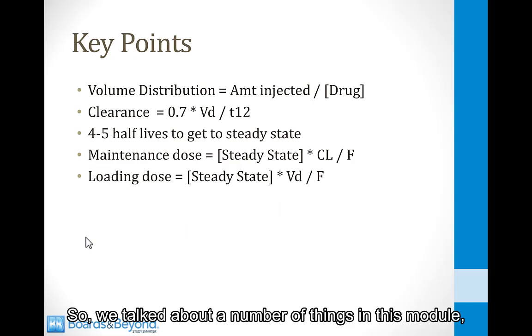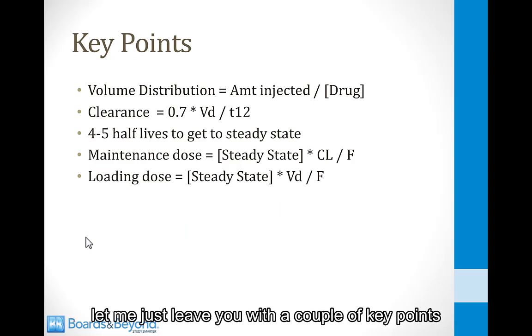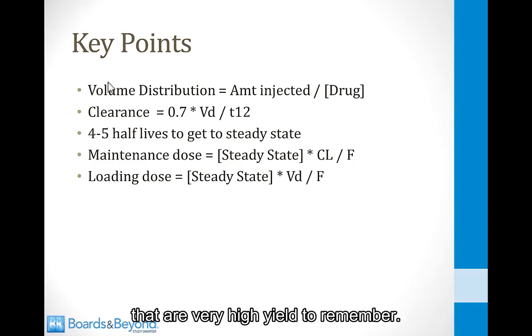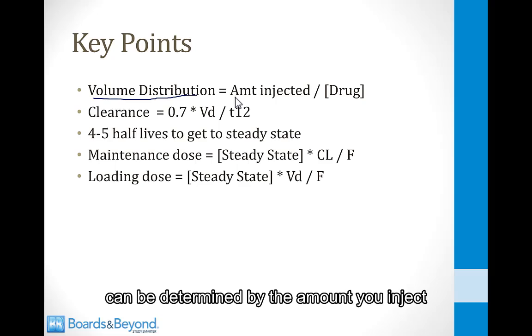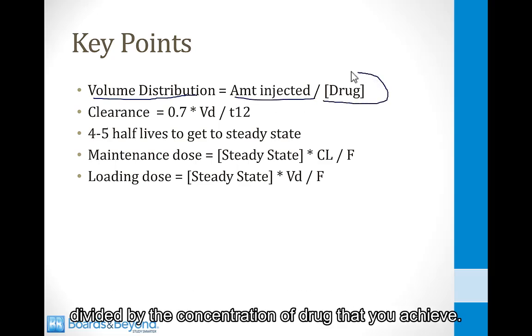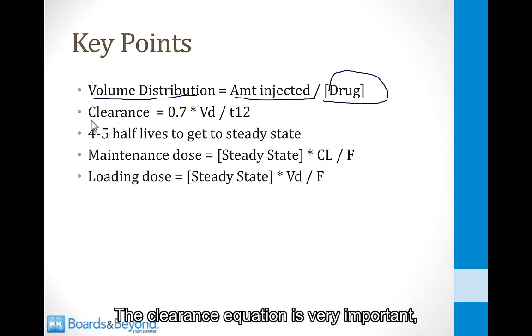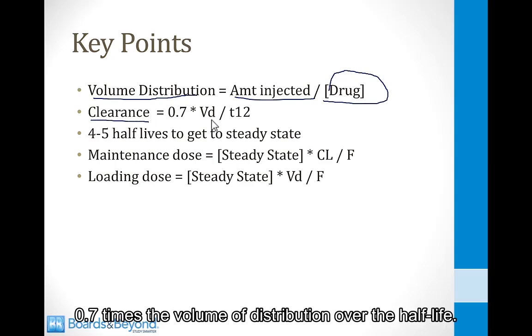So we talked about a number of things in this module. Let me just leave you with a couple of key points that are very high yield to remember. The first is that the volume of distribution can be determined by the amount you inject divided by the concentration of drug that you achieve. The clearance equation is very important, 0.7 times the volume of distribution over the half-life.